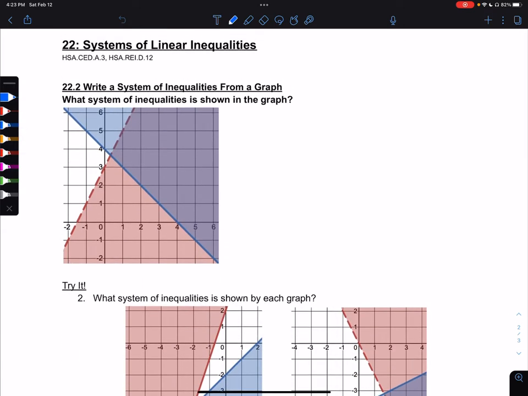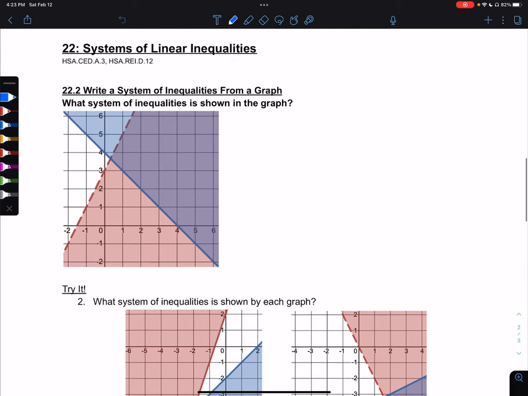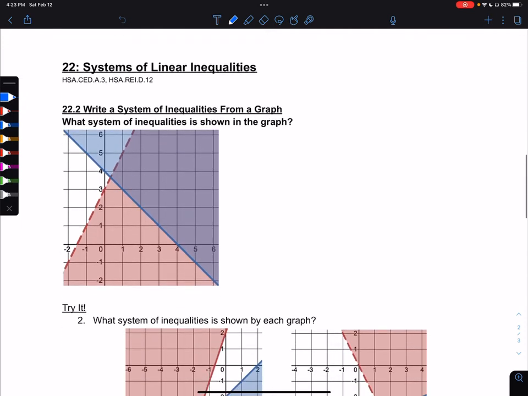Okay, so we'll start with the blue line. And we know that we're going to keep these in y equals mx plus b form. So first thing, let's look at the y-intercept, just to keep our life nice and simple. That's a positive 4, so we know it's going to be x plus 4. Then we want to look for the slope.